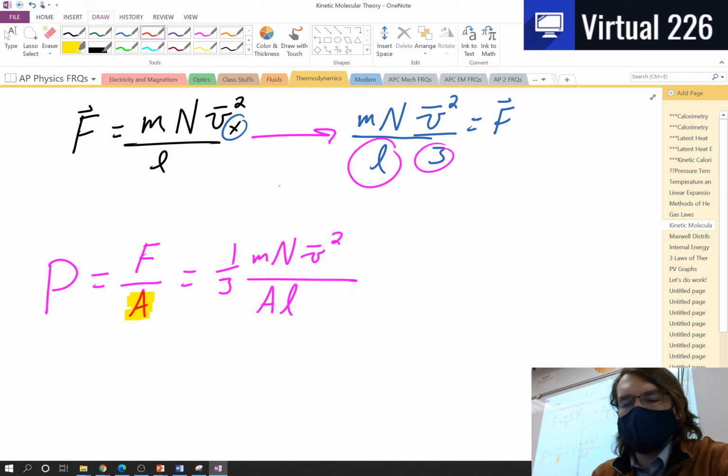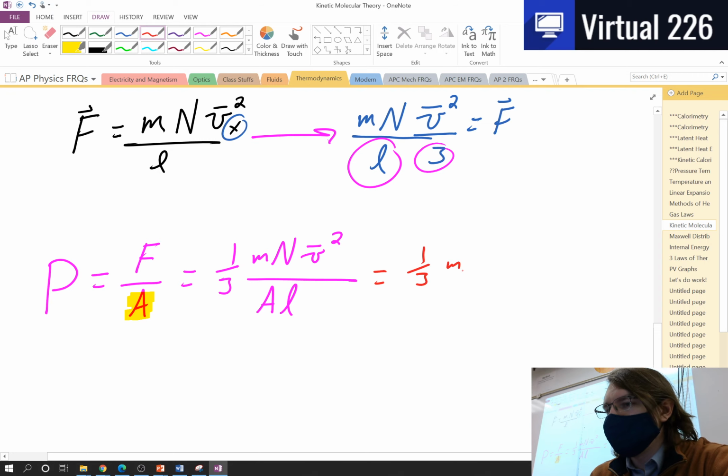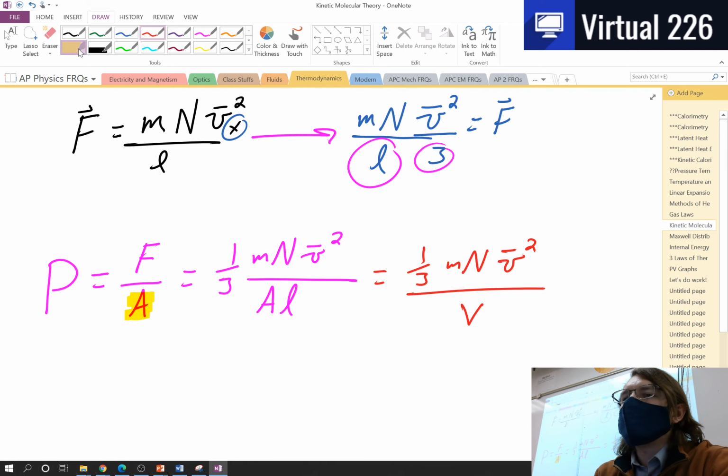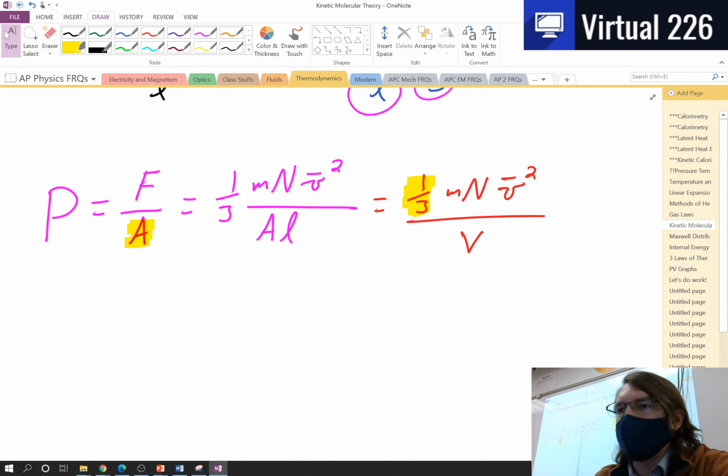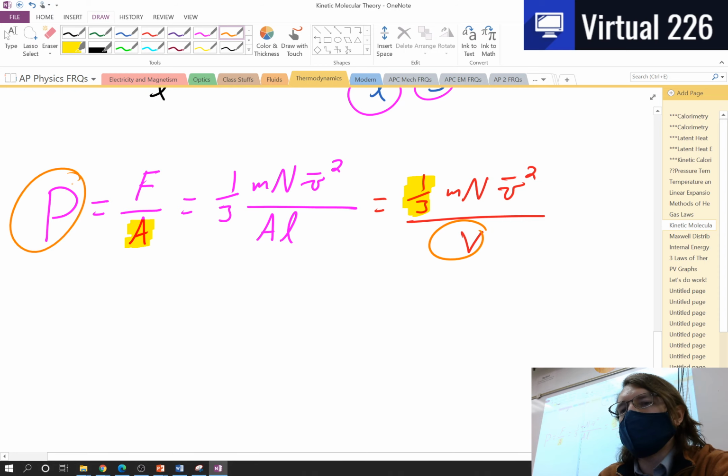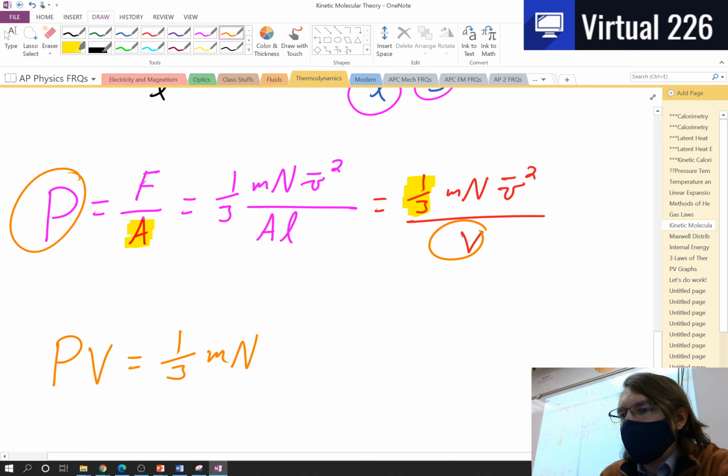This, if we rewrite it, can give us 1/3 mn average velocity squared over a volume. And yes, I know that this looks a little weird that I've got the 1/3 up in the numerator, but there's a reason why I'm doing that. The reason is I'm not going to keep this volume in that denominator very long. What I'm going to do instead is take this volume and combine it with this pressure. I can now say that PV equals 1/3 mn V average squared.